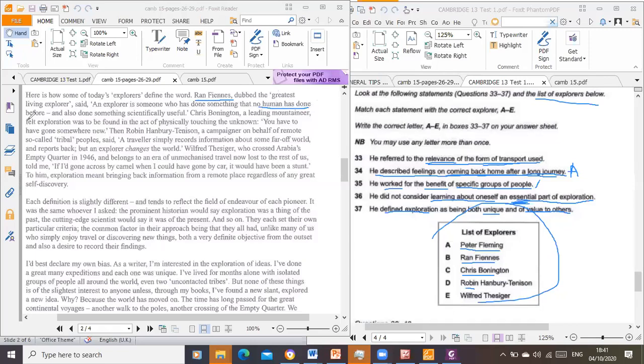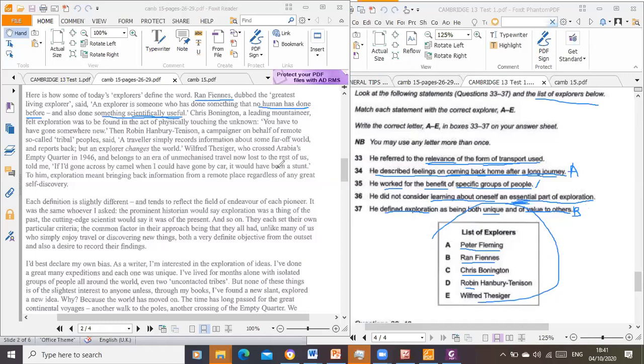Okay? And also done something scientifically useful. So something anybody has not done before is quite unique, must be unique, and is useful. Let's see how they frame useful here, unique and of value to others. So that is the name, Ran Fern, something like that. So I'm going to say this guy talked about question 37.